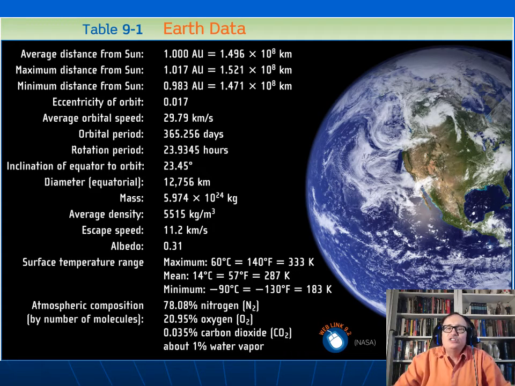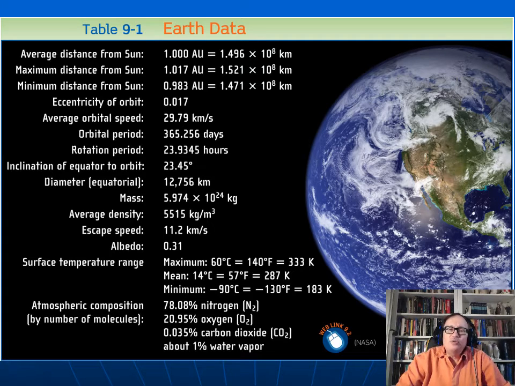The average density of the Earth is about 5.5 grams per cubic centimeter. So density is mass divided by volume. So that turns out to be interesting.